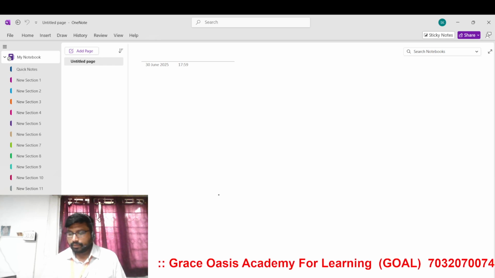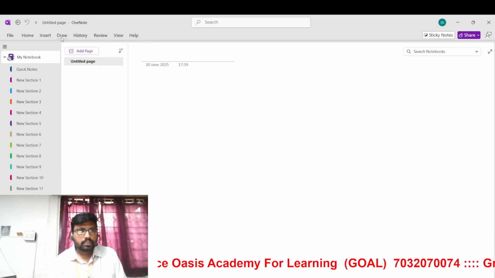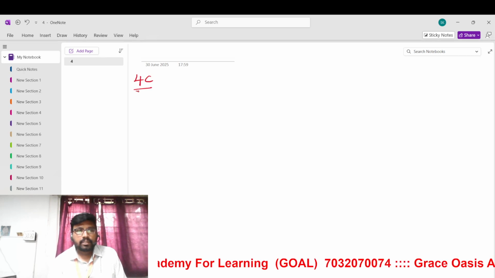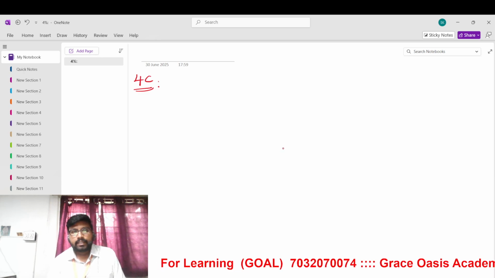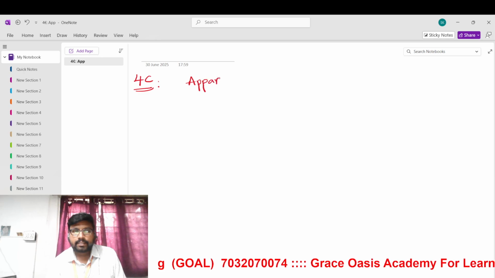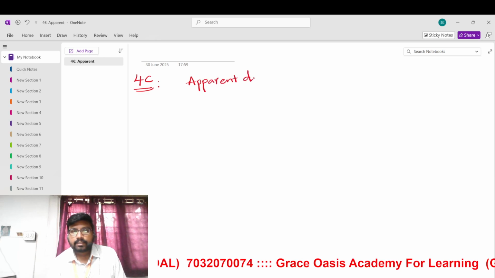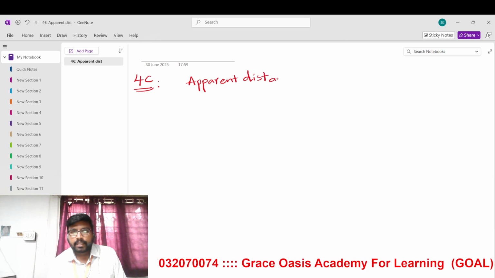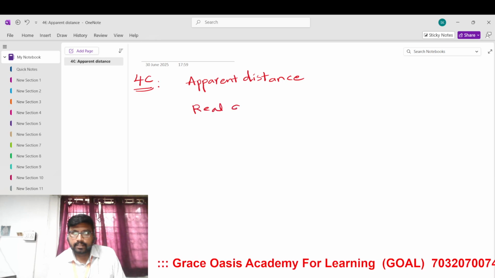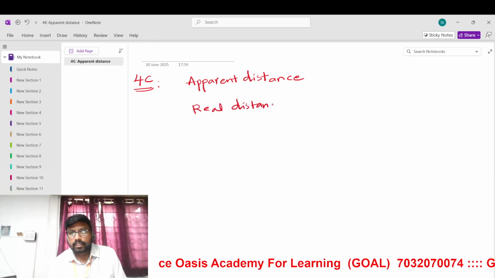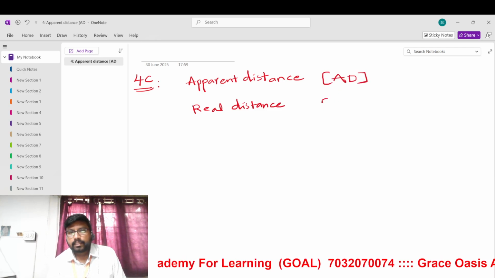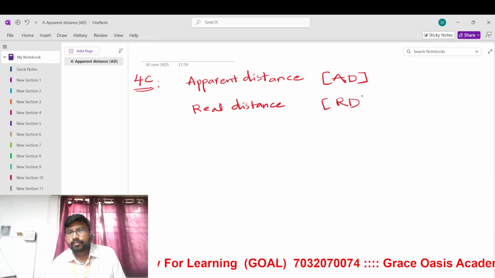Okay, so now we are going to the 4C concepts, right? Here things will be about apparent distance and real distance. Apparent distance is given by AD. Real distance will be given by RD.